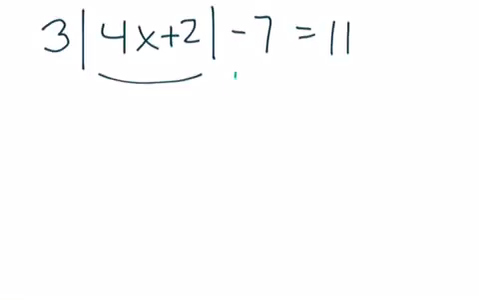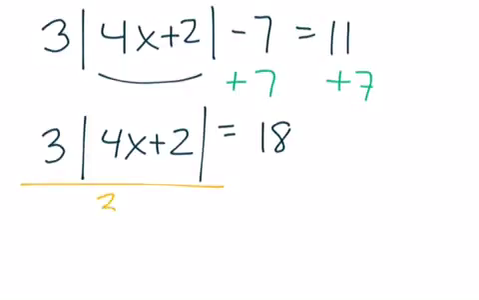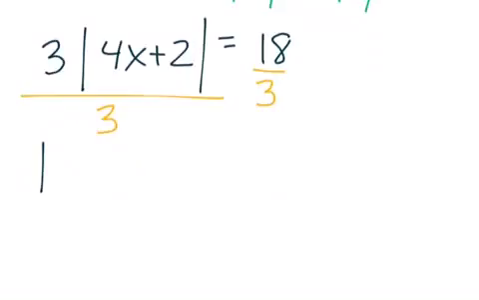So first thing I'm going to undo is the minus 7. So I'm going to add 7 to both sides. That gives me 3 times absolute value of 4x plus 2 is equal to 18. Looks like example 2. I've got 3 times, so to get the absolute value by itself, I'm going to divide both sides by 3. So that gives me absolute value of 4x plus 2 is equal to 6.